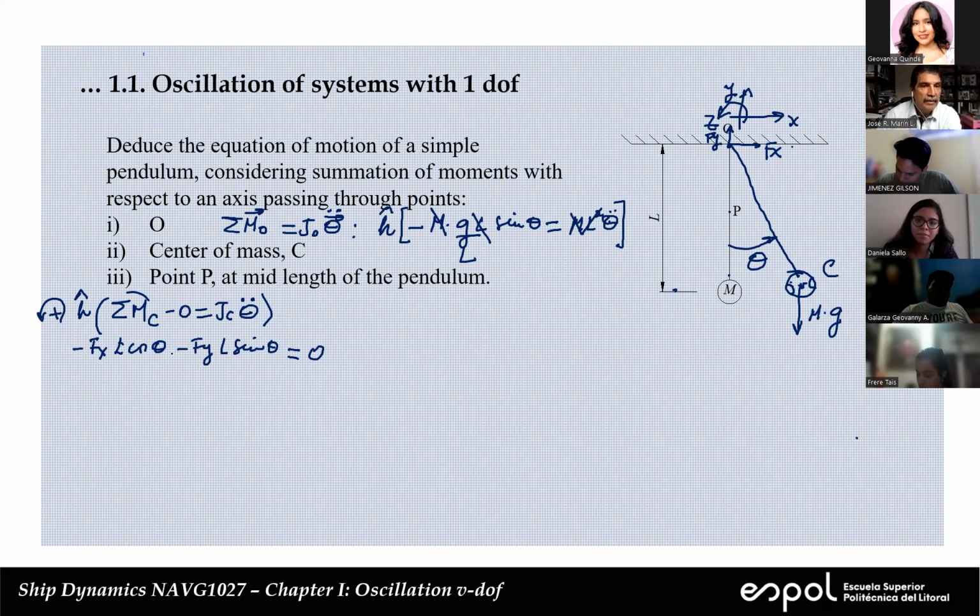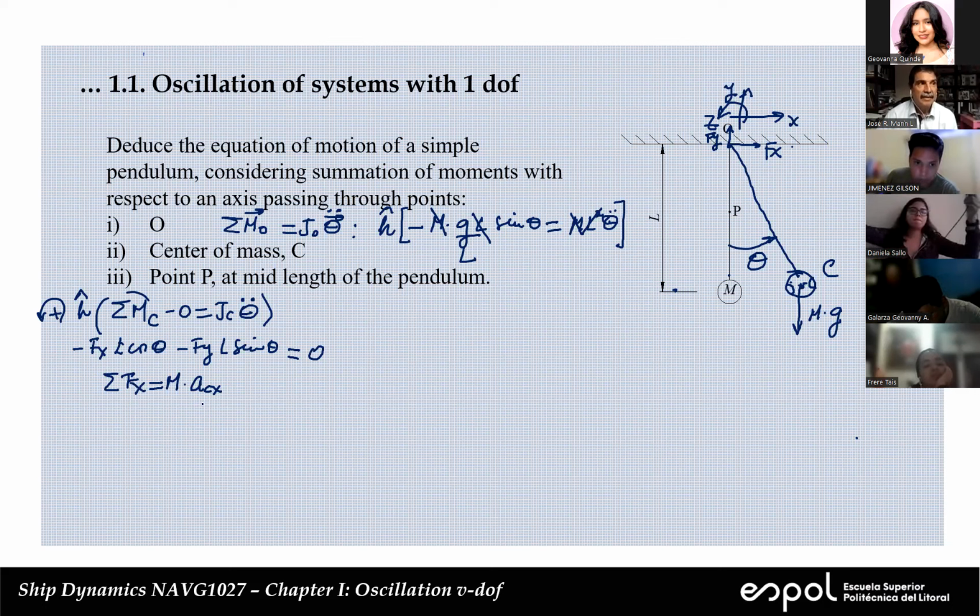So that's one equation. Now we need to do the summation of forces in the x direction. It will produce the mass times the acceleration. I have to insist on this: this is the acceleration of the center of mass in the x direction. It's not just any acceleration, it's the acceleration of the center of mass. That's the second equation, Newton's equation.